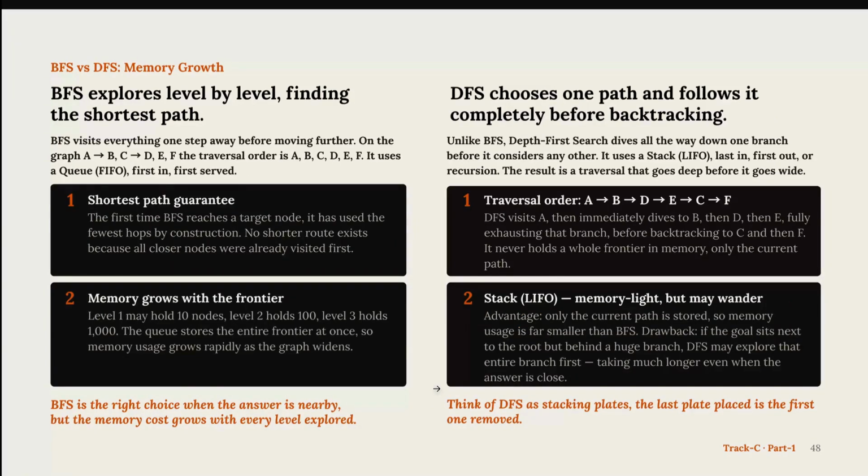What I want to tell you at the end is, BFS is the right choice when the answer is nearby, like we looked at. If the answer is very close to the starting root, use BFS. But the memory cost grows with every level explored, because you have to store all the elements. Whereas with DFS, which is depth first search, it's like stacking plates. The memory is low, but it has to go through all the elements in a particular branch to find the answer, which could be time intensive. So there is always a trade off.